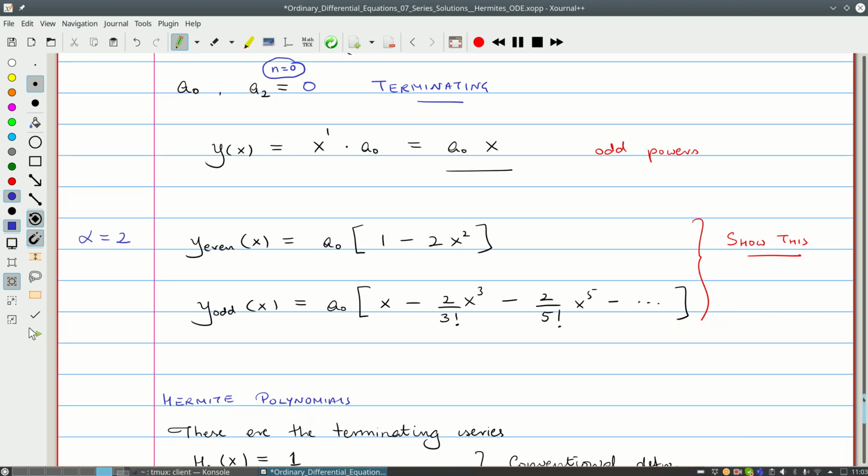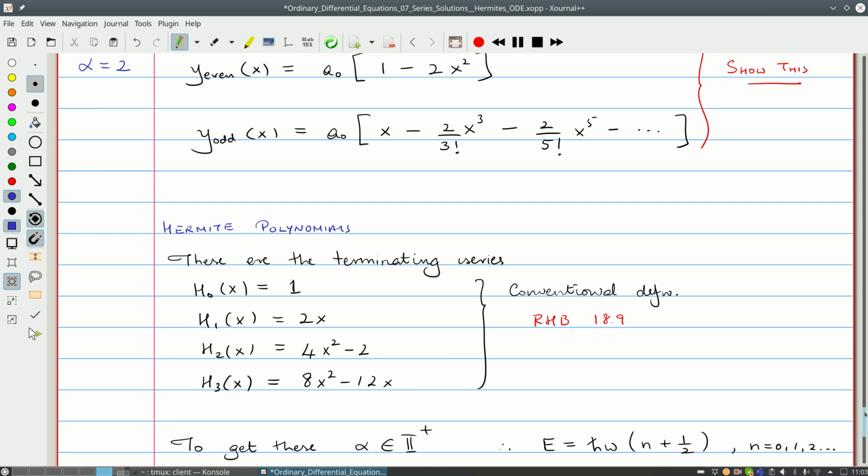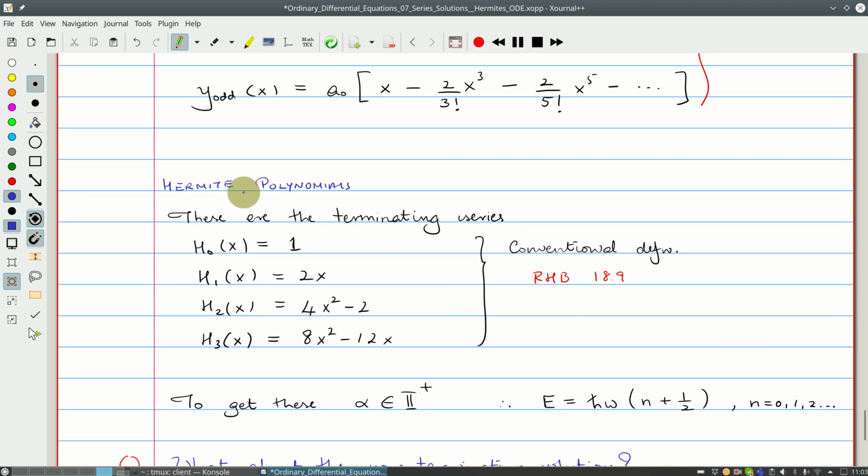Now if you collect all the terminating series, these are polynomials and these are the Hermite polynomials. In their standard conventional form, they are defined to be H0 of x is 1, H1 of x is 2x, H2 of x is 4x squared minus 2, etc. This is given in Riley, Hobson and Bence 18.9.